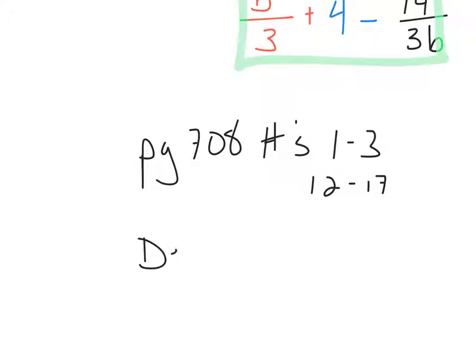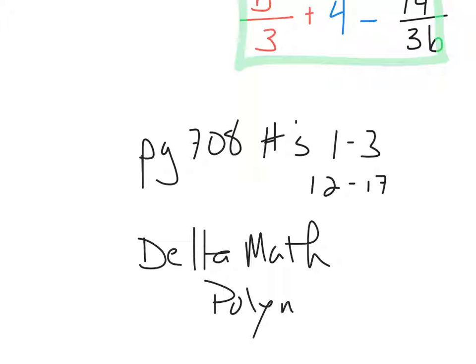You also have a new Delta Math assignment, and it's called Polynomials 2. All right? So in Delta Math, you have a new assignment. It's a review of sort of most of the things that we've done so far. There's no division on there, but the division homework is on page 708. All right, get busy.